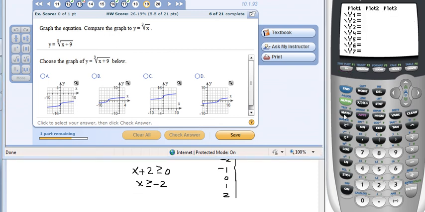Let's try another one. Clear this one out of there. We've got the cube root, so we want option 4 of x plus 9, and we're going to just compare graphs again.